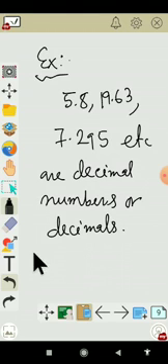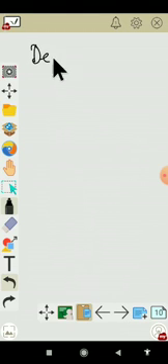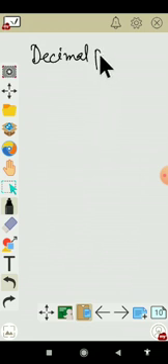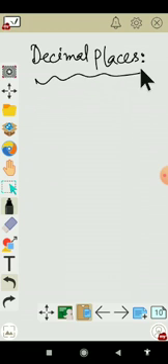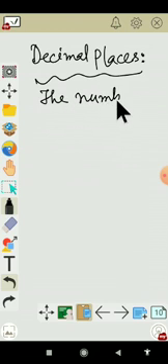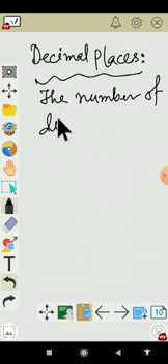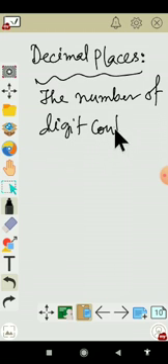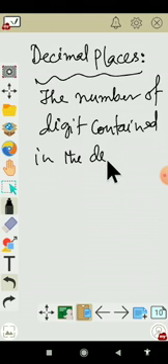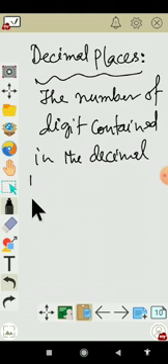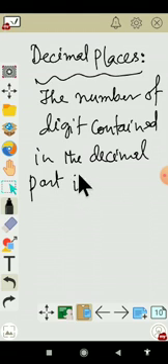Now the next is decimal places. So how do you define the decimal places? The number of digits contained in the decimal part is called the decimal place of that decimal number.